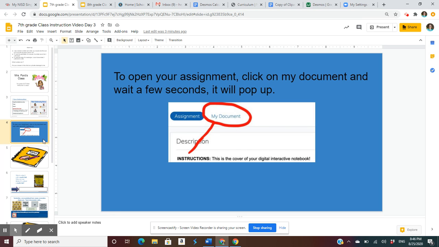Don't forget that when you open up your homework, sometimes that homework assignment icon is not going to be there. So what you need to do is, to the right of assignment, there is another section that you can click on called My Documents. You click on that, and you're going to have to wait a few seconds for it to pop up, and you should be able to see your homework at that point.